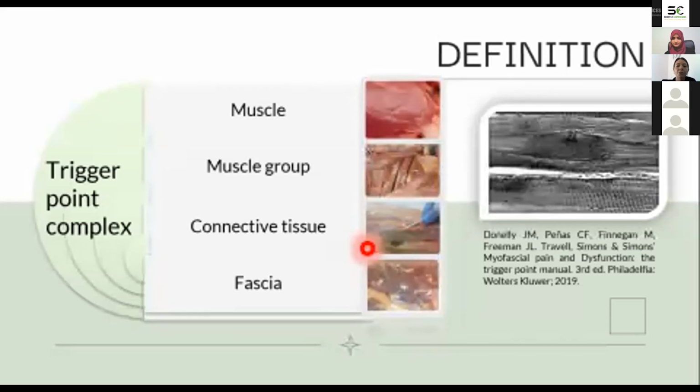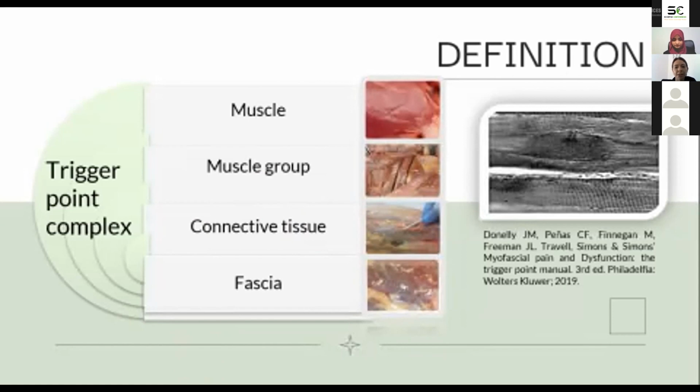Myofascial pain syndrome is a pain condition characterized by the presence of myofascial trigger points. The pain is generated by the muscle or muscle group, by the connective tissue, or in the fascia, not following a radicular or peripheral neuropathic pattern, and it may mimic visceral affection.